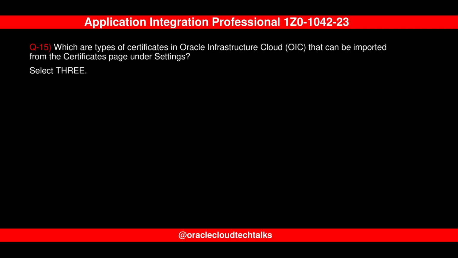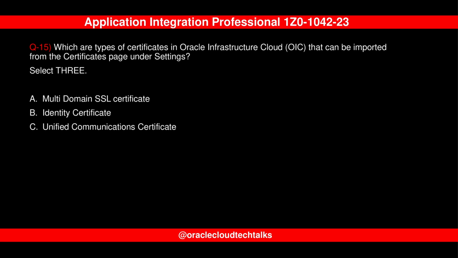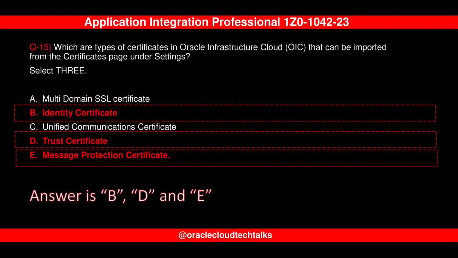Question 15. Which are types of certificates in Oracle Integration Cloud, OIC, that can be imported from the Certificates page under Settings? Select 3. A. Multi-domain SSL certificate. B. Identity certificate. C. Unified Communications certificate. D. Trust certificate. E. Message protection certificate. Answer is B, D, and E.